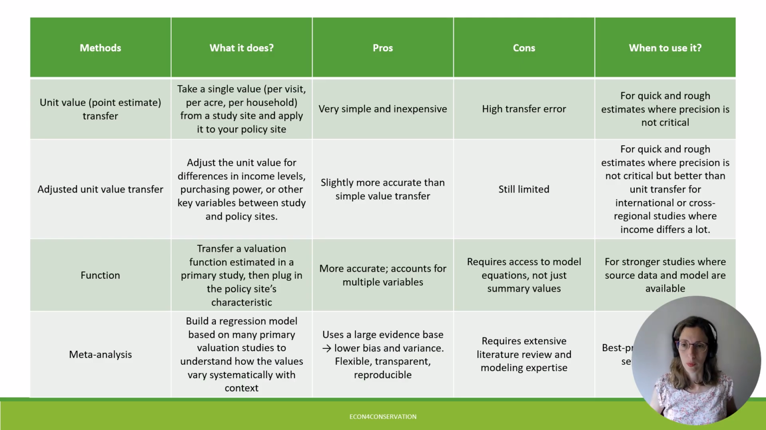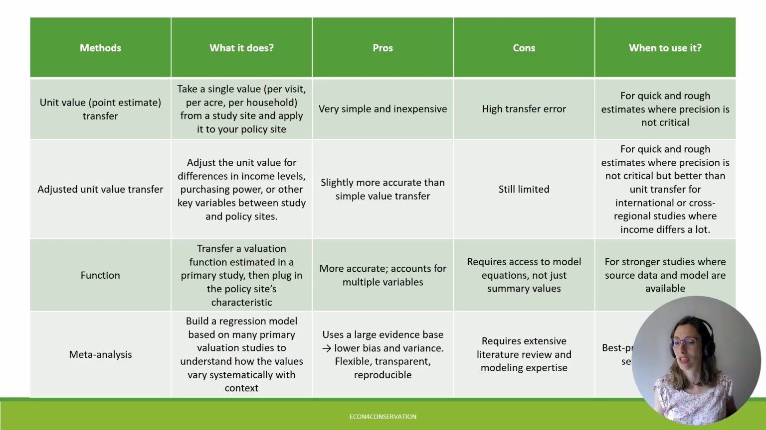So, for example, if a study found that people are willing to pay $50 per household for wetland protection, and your site has 10,000 households, you multiply to get a rough total value. This method is fast and inexpensive, but it's also very approximate.